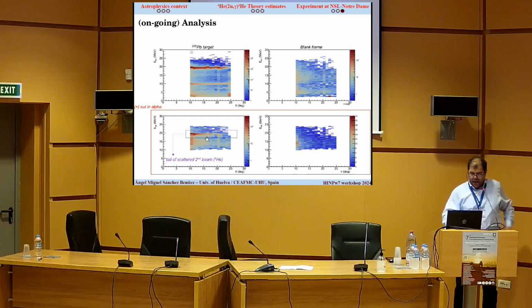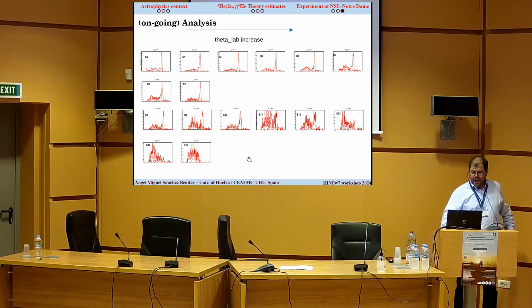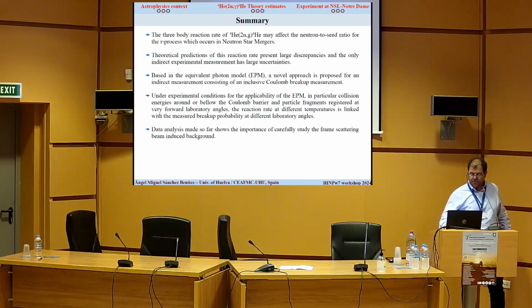And this is with the lead target. This is with the cut on the alphas, and we do see this distribution, right? And when we go strip by strip, we can see the evolution of this bump, the bump that is made of these alphas coming from Coulomb breakup.